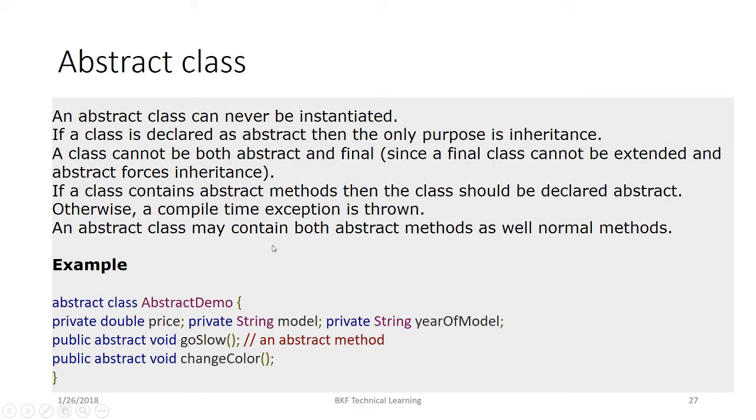An abstract class may contain both abstract methods as well as normal methods. So here's an example. This is abstract class, abstract demo. There are two abstract methods. How do we make out if it's abstract or not? If there's a semicolon instead of a body, it's an abstract method. See over here, there's only signature. There's only declaration and no body. So that is why we make out that it's an abstract method.